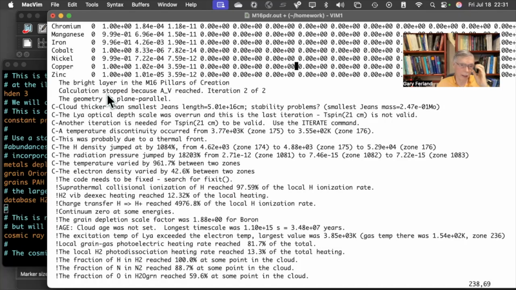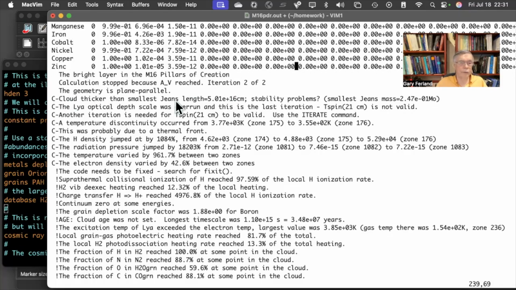Okay, first the calculation stopped because AV was reached. That's what we set. That's a good thing. Some comments here. Cloud is thicker than a Jeans mass. So there are stability problems. It was constant pressure, so you need to rethink that. Probably the magnetic field would help out. The model was not quite converged. We only did two iterations.